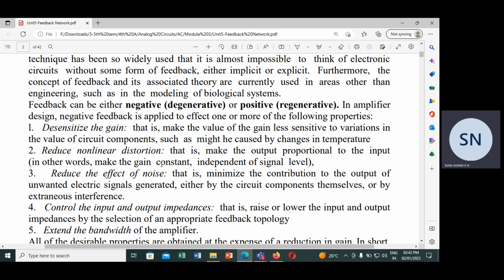Now, when you employ negative feedback, it reduces the non-linear distortion. Non-linearity will reduce, so the system will become more linear. Understood? By employing negative feedback, the system will become more linear. That is the meaning of reducing the non-linear distortion.